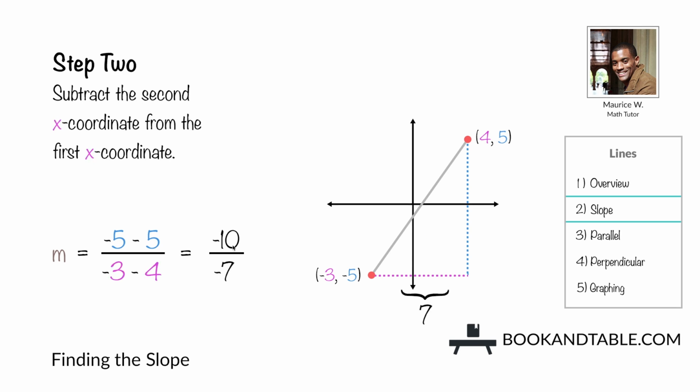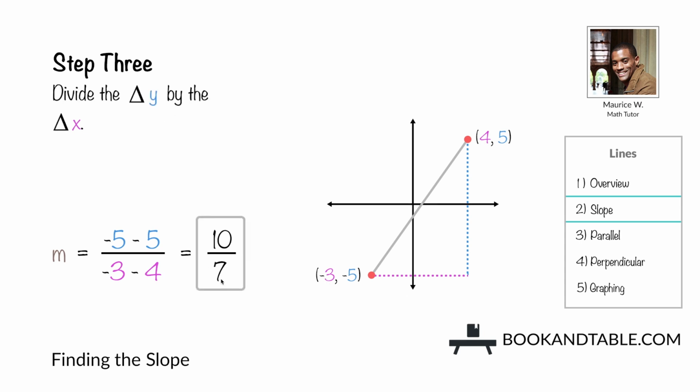Step 2, subtract the second x-coordinate from the first x-coordinate. So our first x-coordinate is -3, minus the second x-coordinate, which is 4, and that gives us -7. And then step 3, divide the change in y by the change in x. A negative divided by a negative becomes positive. So the answer is 10/7. That would be the slope of this line.